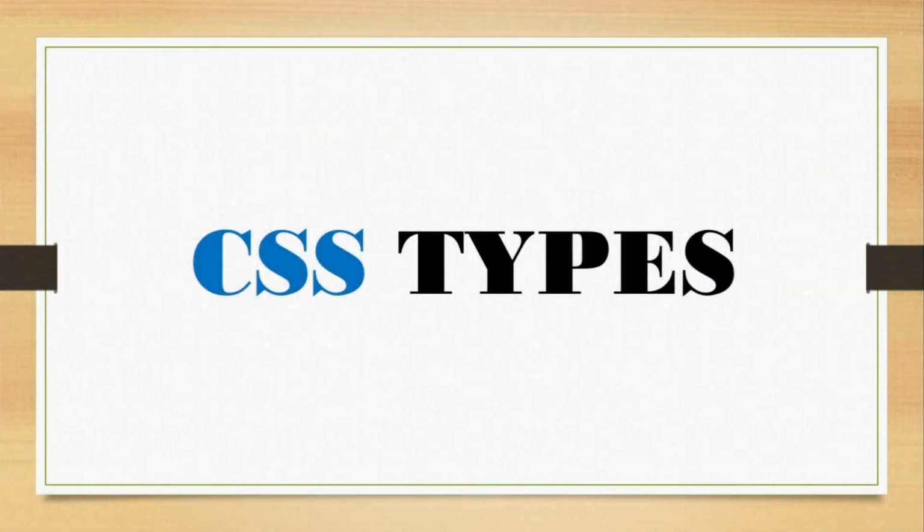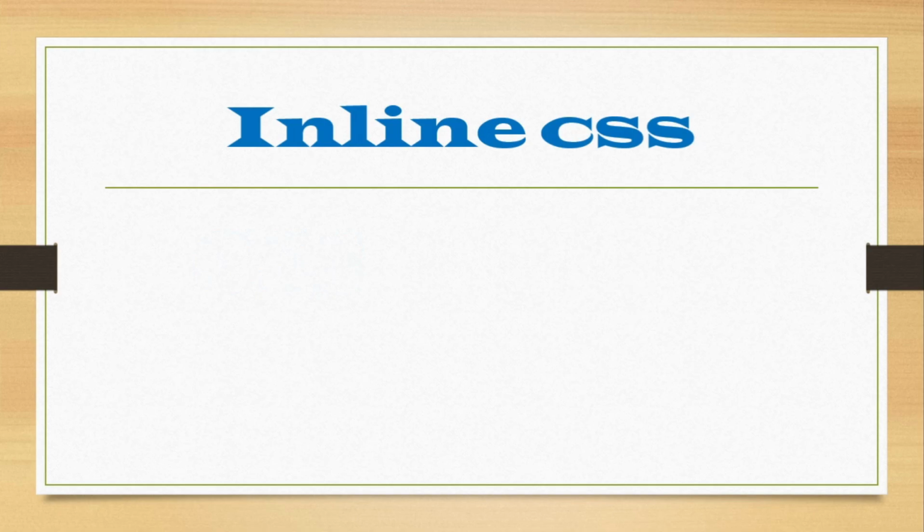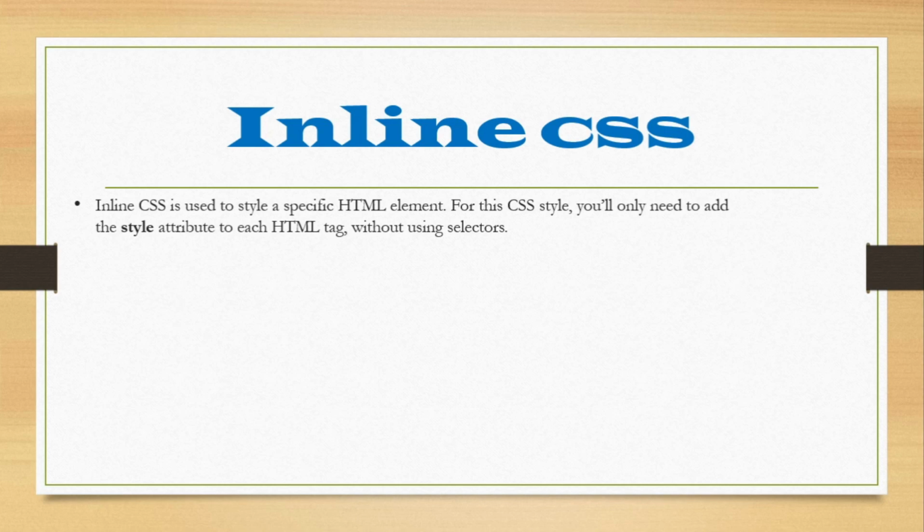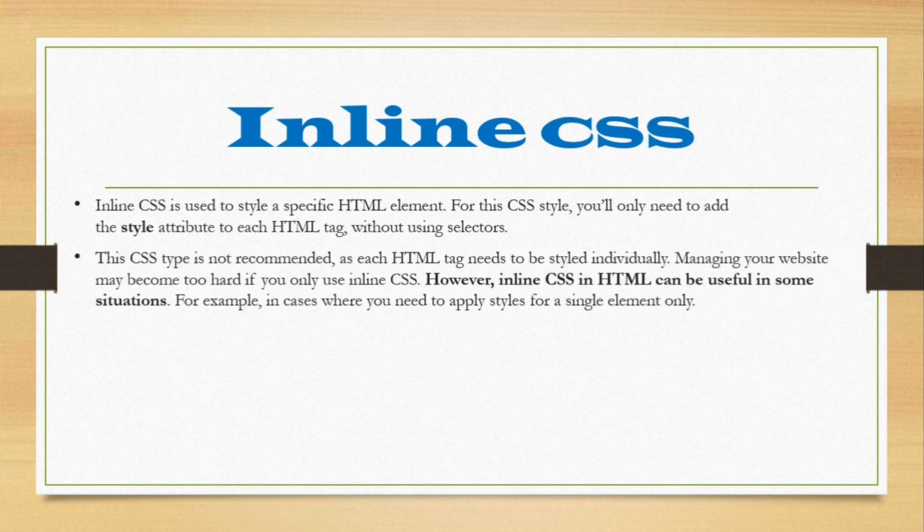In CSS, there are three types: inline, embedded or internal, and external CSS. The first, inline CSS, is used to style a specific HTML element. For this CSS style, you will only need to add the style attribute to each HTML tag without using selectors. This CSS type is not recommended as each HTML tag needs to be styled individually. Managing your website may become too hard if you only use inline CSS.